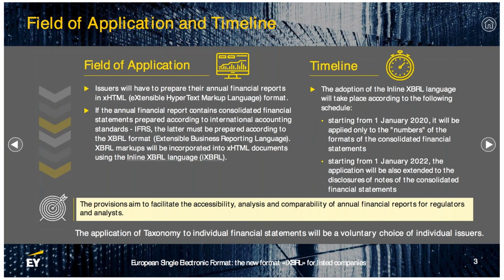Moving on to the next slide, here you can see the field of application and the timeline. This regulation imposes two things. One is related to the annual financial reports, which have to be prepared in XHTML, the extensible hypertext markup language format. This is the first mandatory requirement. The second is that if the annual financial reports contain consolidated financial statements prepared in accordance with IFRS, they must be prepared according to the XBRL format, using the new language, which is inline XBRL.